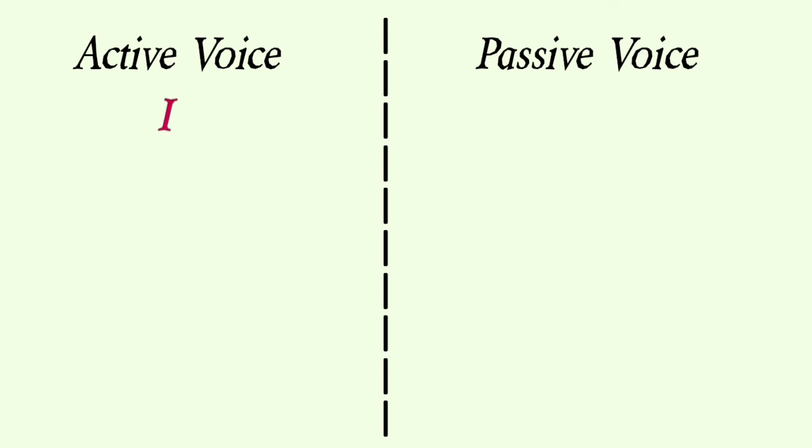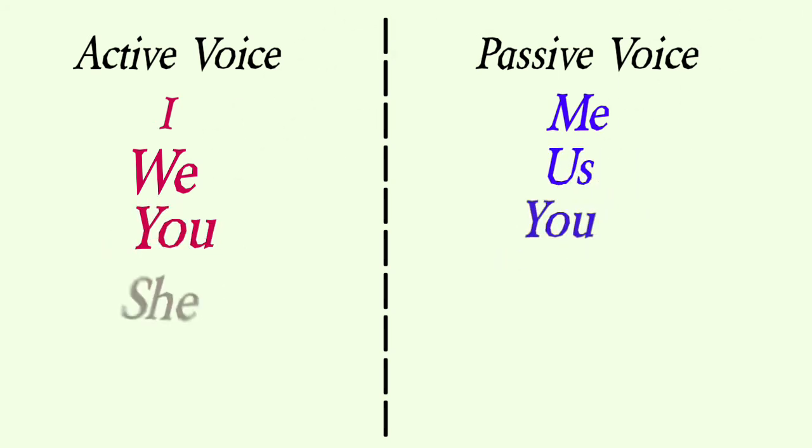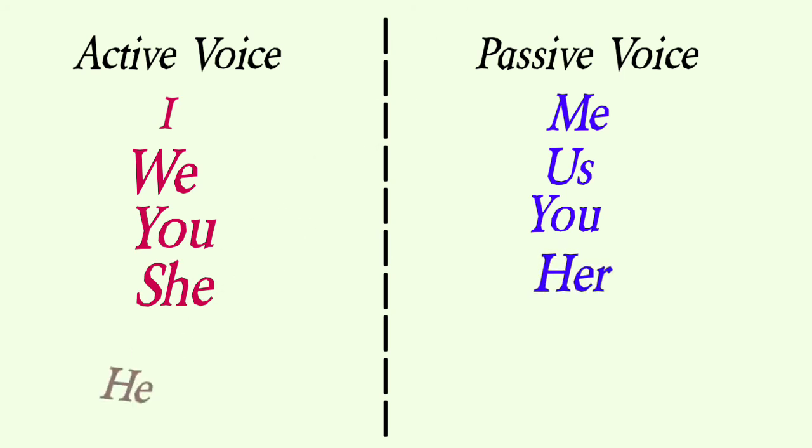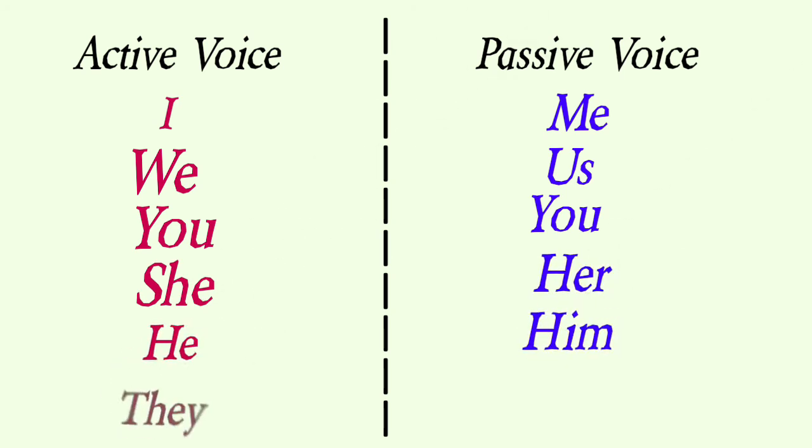Now let's find the transformation of this subject from active voice to passive voice. Like if the subject in active voice is I, the passive voice will be me. If it is we, in the passive voice that will be us. You, that will be you. She, that will be her. He, that will be him. And in active voice, if it is they, the passive voice will be them.